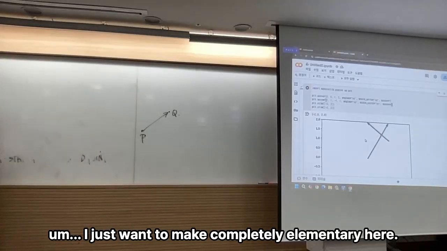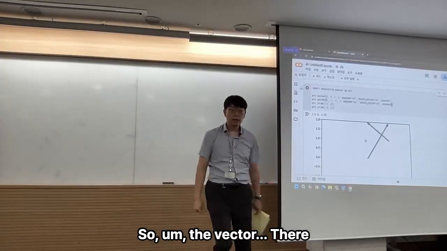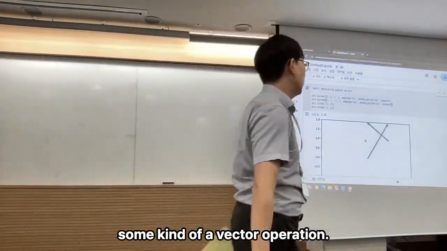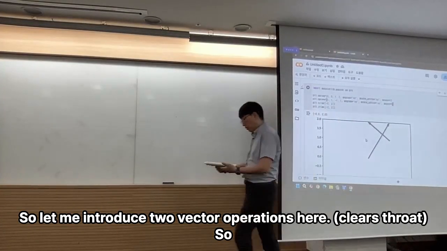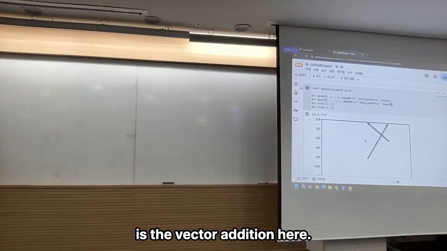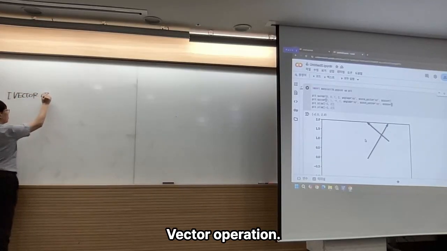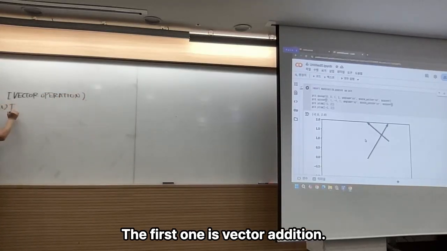I just want to make it completely elementary here. So a vector is something you can do vector operations on. Let me introduce two vector operations here. The first vector operation is vector addition.